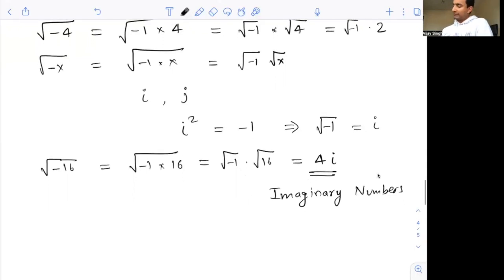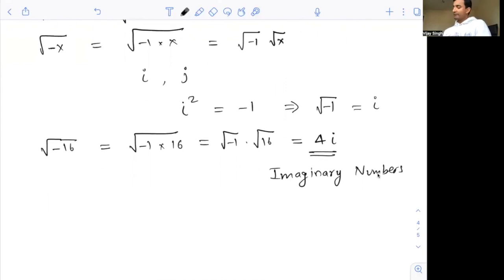And you can see very clearly that imaginary numbers simply have the real number, which in this case is the value 4, multiplied by this new number that we defined, which was i. Okay, so imaginary numbers are essentially a product of a real number with i. Now that we have imaginary numbers, we can define a new set of numbers that are called complex numbers.